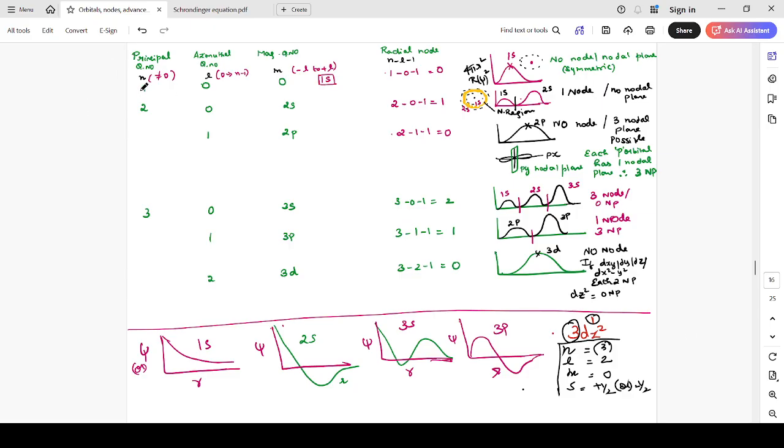So we are going to understand what this node is and how to identify it. Let me consider n is equal to 1. What is the L value? 0. What is the M value? 0. So what is your orbital right now? 1s.